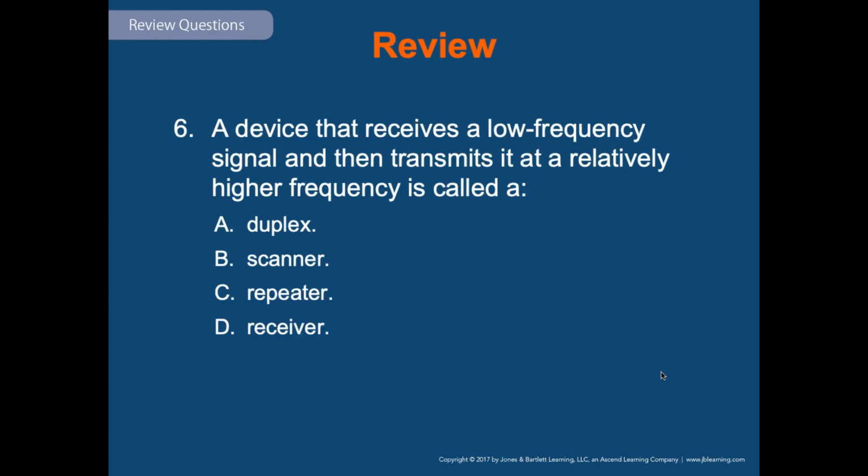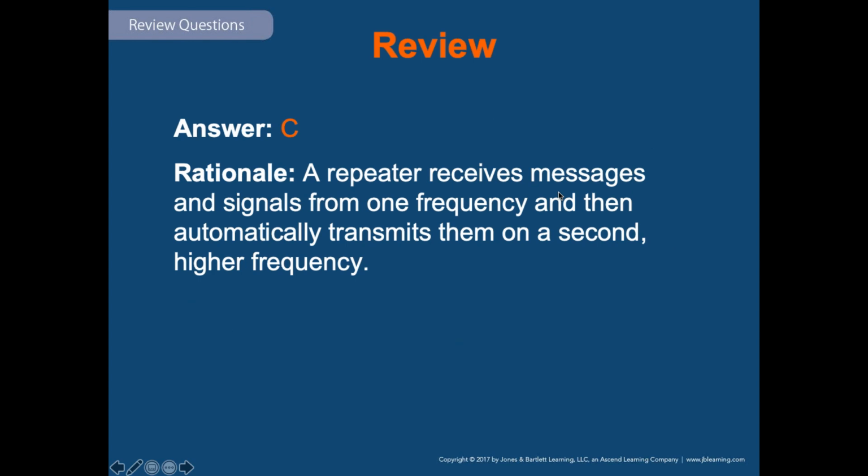A device that receives a low frequency signal and then transmits it to relatively high frequency is called what? C is the answer. The repeater receives messages from signals on one lower frequency and then automatically transmits them on a second higher frequency. So most of the radios we have in our ambulances, everything we use is all done through a repeater system.